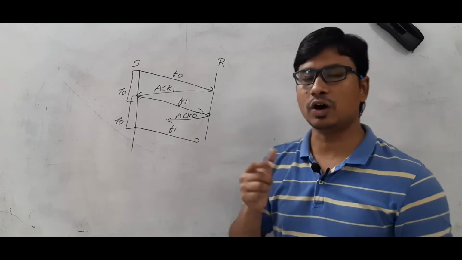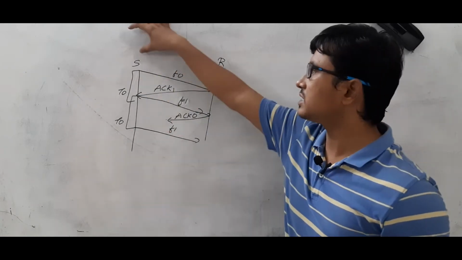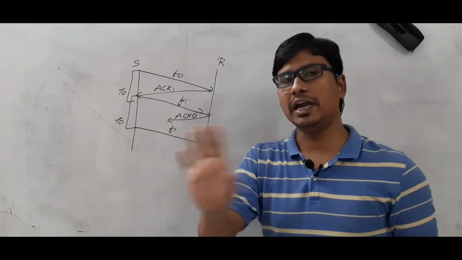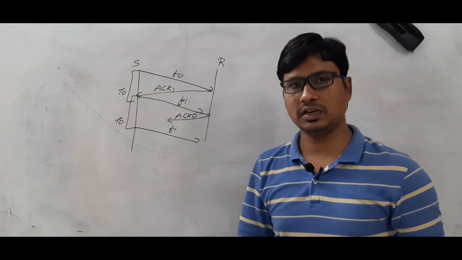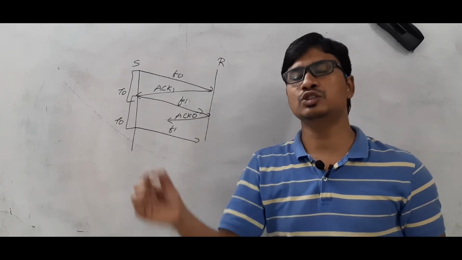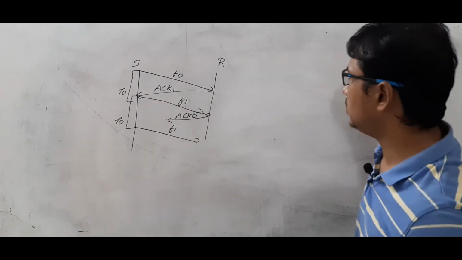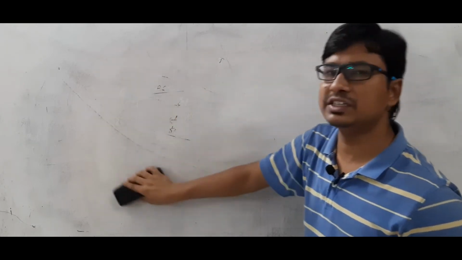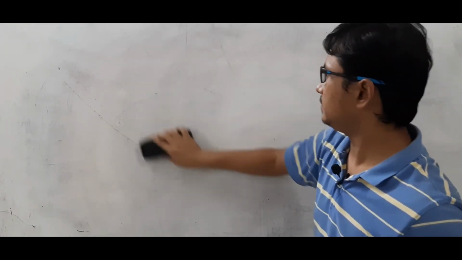So this is what will happen in the stop and wait protocol. Why is it called a stop and wait protocol? The sender will send the frame, initialize the timeout timer, and stop the process. It will wait for the acknowledgement. So that's why it is called the stop and wait protocol. Now we will discuss how we can compute the efficiency.